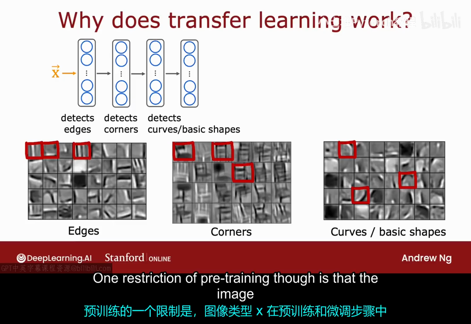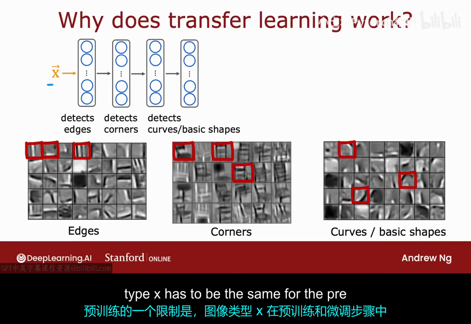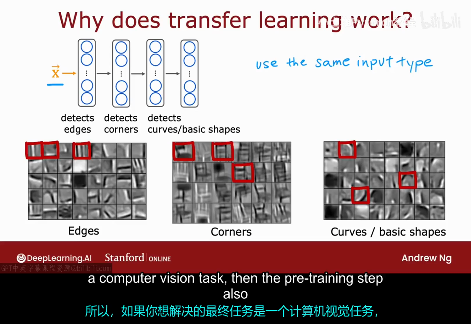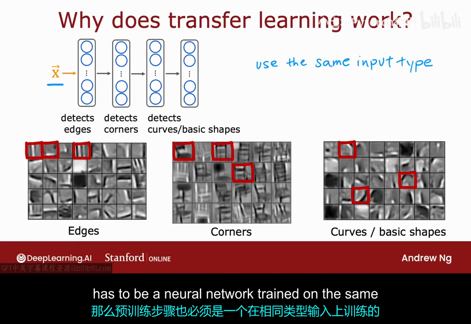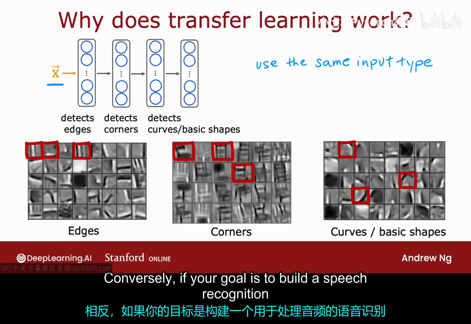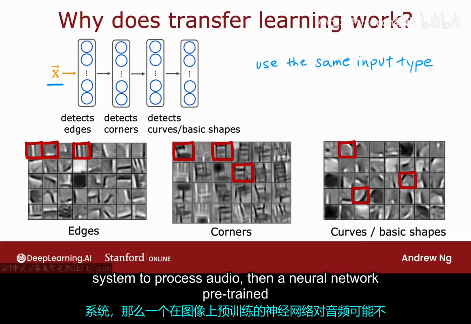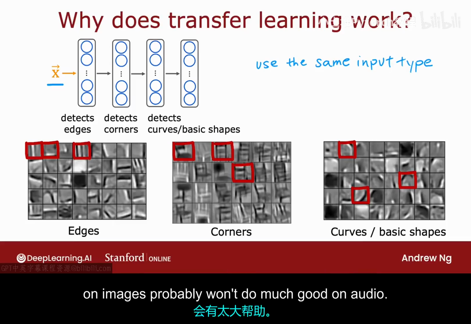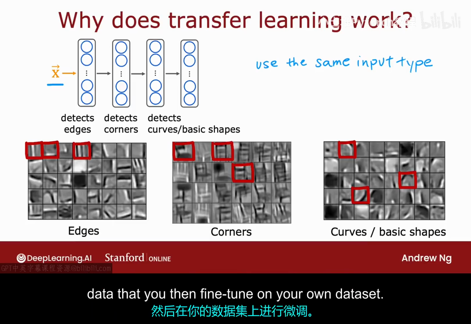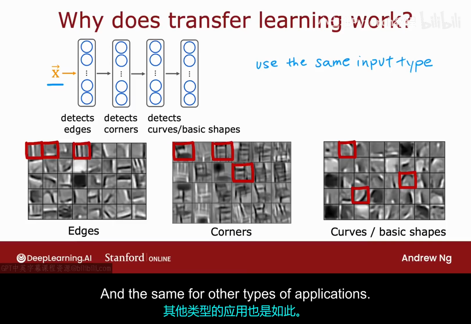One restriction of pre-training, though, is that the image type X has to be the same for the pre-training and the fine-tuning steps. So if the final task you want to solve is a computer vision task, then the pre-training step also has to be a neural network trained on the same type of input, namely an image of the desired dimensions. Conversely, if your goal is to build a speech recognition system to process audio, then a neural network pre-trained on images probably won't do much good on audio. Instead, you want a neural network pre-trained on audio data that you then fine-tune on your own audio data set. And the same for other types of applications.